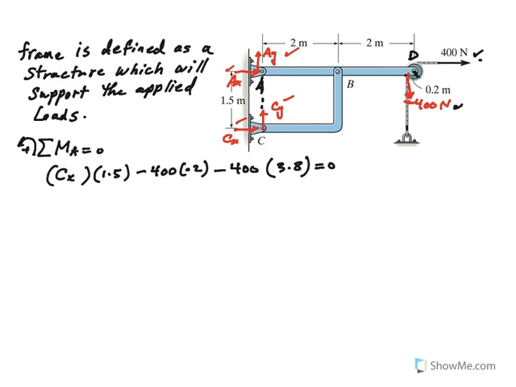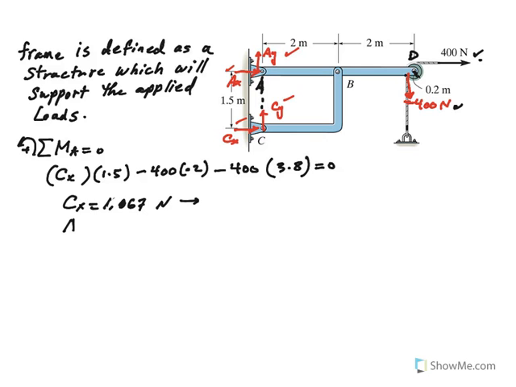So overall, I think we get a Cx of 1600, if I'm not wrong, divided by 1.5, which is about 1067. I put my decimal point in the wrong place, so let me clean this up for you. 1067 newtons. Now, the direction of Cx is right, because I ended up getting a positive value.